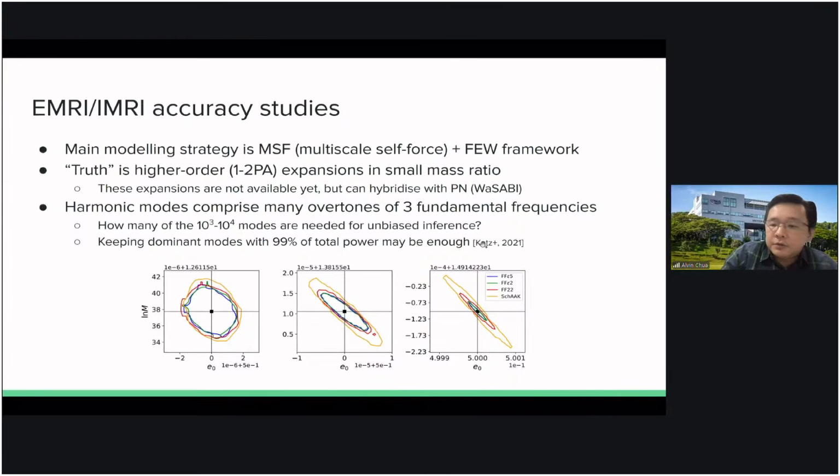This paper by Michael Katz and myself and others indicates that maybe you just need to keep the dominant modes with 99% of the total power, and that may be enough to actually avoid bias.